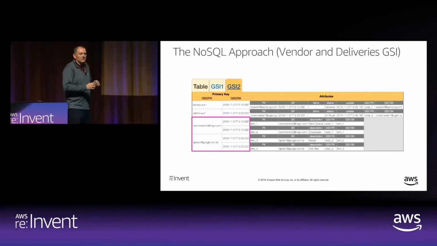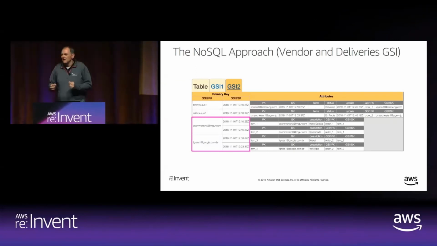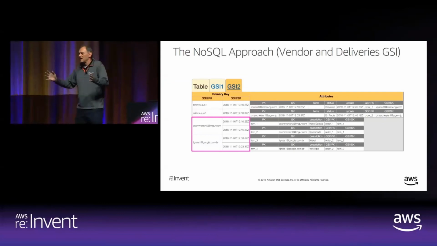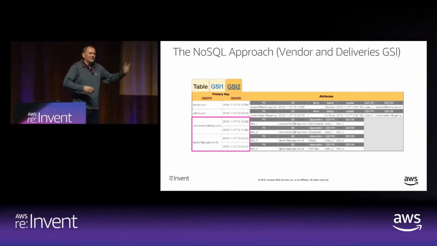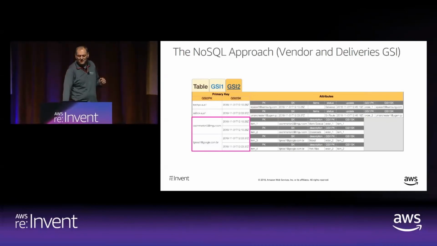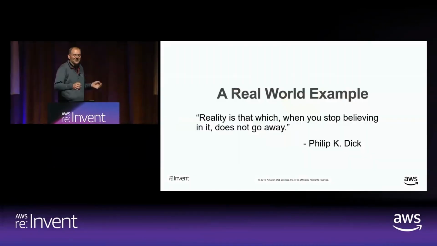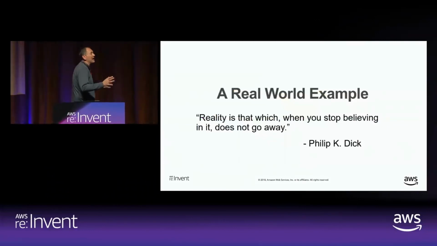I have only 2 GSIs. So the other thing I hear a lot with DynamoDB is, you only have 5 GSIs. We can't use DynamoDB because we only have 5 GSIs. I just showed you how to support 12 access patterns with just 2 GSIs on a table. Now let's get into a real world example, which is even a lot more complex.